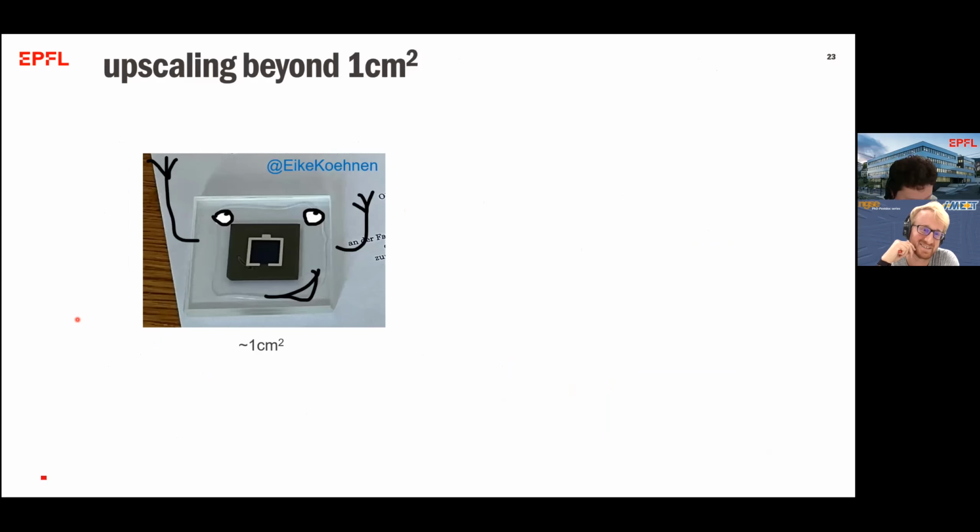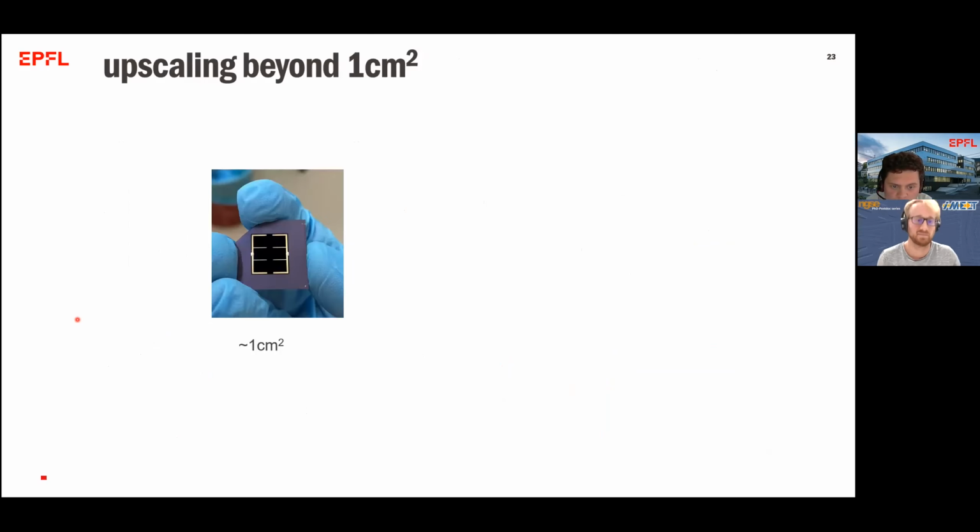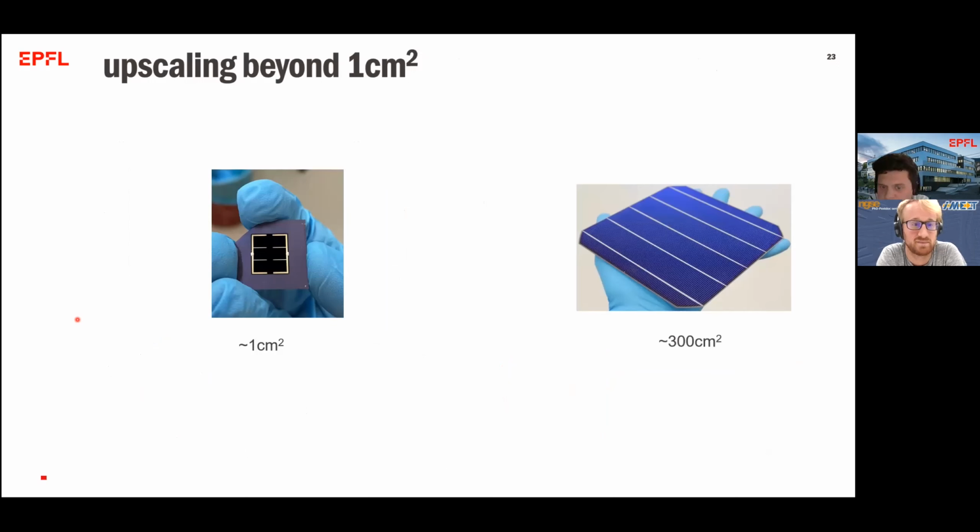Okay, so now the question is, what can we do? So the devices that I've shown you and the ones from HZB, so this is the tandem on tour that has now gotten famous, at least for the people that do tandems, by Köhnen. It's typically around 1 square centimeter. Ours look more like this, so they are 1.5 centimeters square. But in the end, we want to have something like this. And the question is, how can we get there?